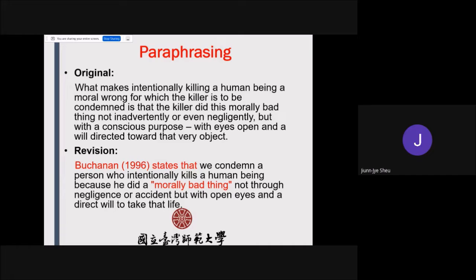To reorganize it, the sentence was revised into: we condemn a person who intentionally kills a human being because he did a morally bad thing, not through negligence or accident, but with open eyes and a direct will to take the life. This revised sentence is more straightforward and clearer for readers to understand, even though the meaning is the same.